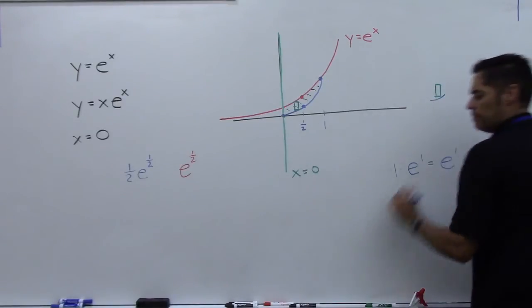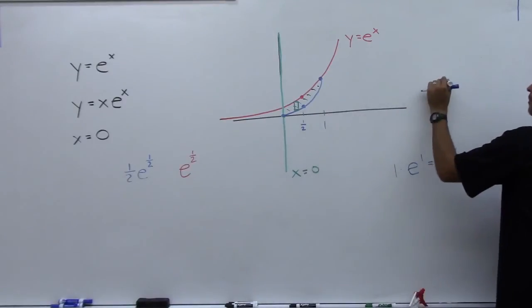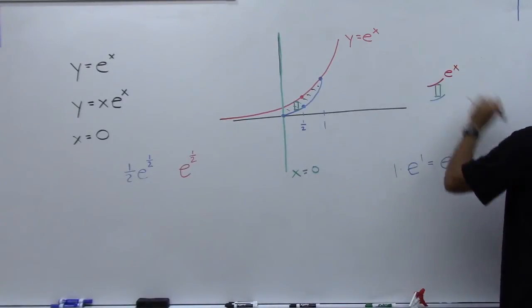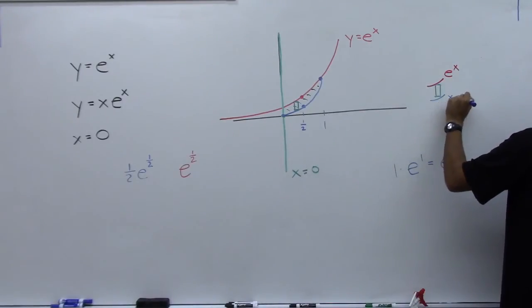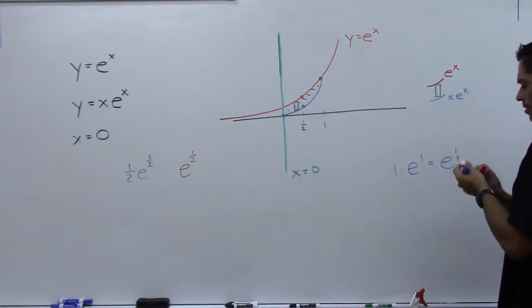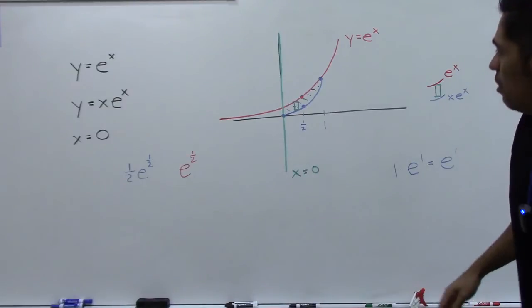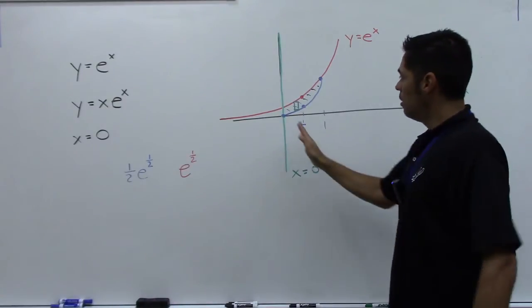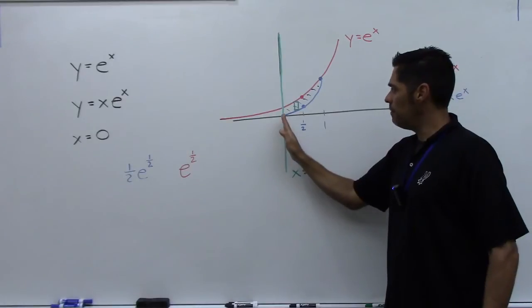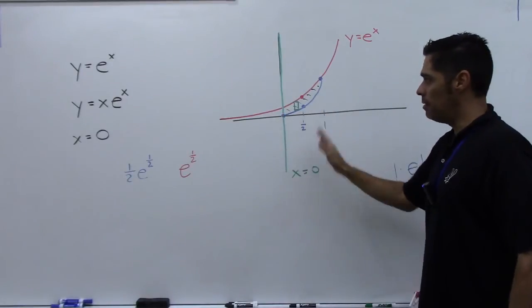Blue one's on the bottom, red one's on the top. Red one is e to the x. Blue one is x e to the x. And so we should be in business. It'll be the integral of the top one minus the bottom one. We do need to know where it starts and stops. So it starts here at 0 and it stops here at 1.